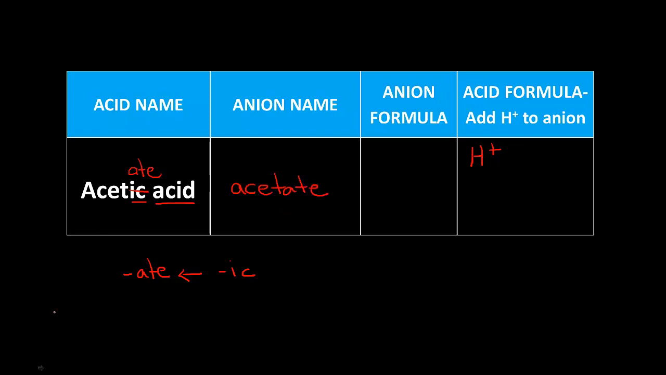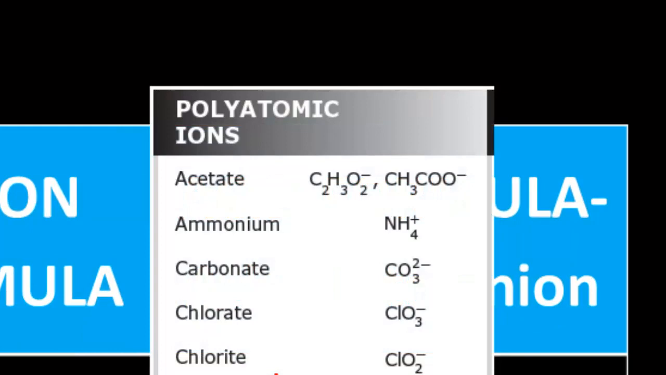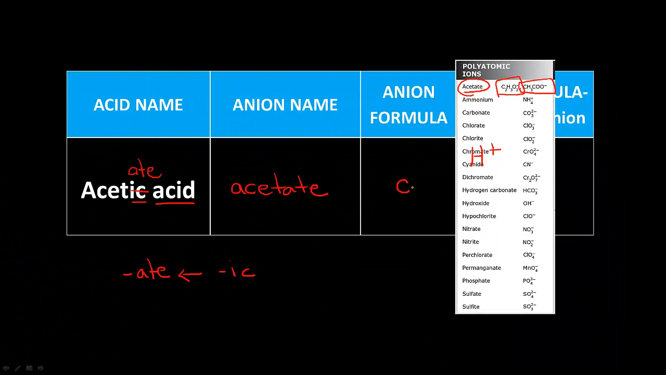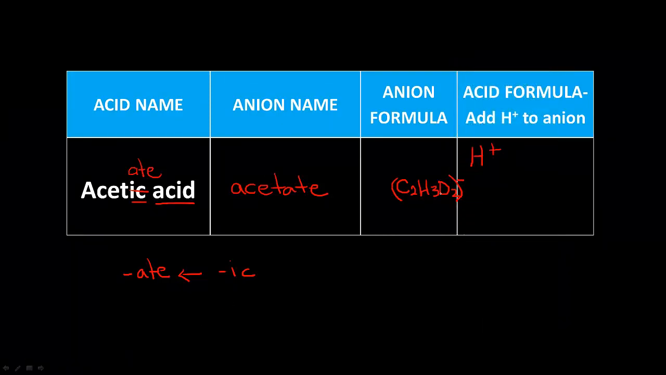It ends in ATE, which means we are going to find it on our polyatomic ions. So acetate is right up here. And there are 2 choices that we have here. You can choose either one. I'm going to choose this first one right here, C2H3O2 minus. Because if you notice, they're the same. These 2 oxygens right here, it's an O2. Now I'm going to put these in parentheses because that's what I want you guys to do. This is our anion formula.